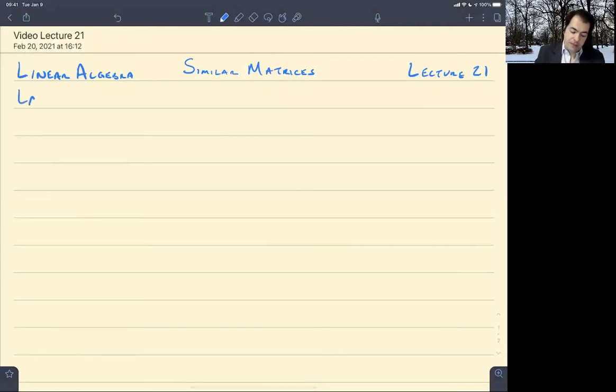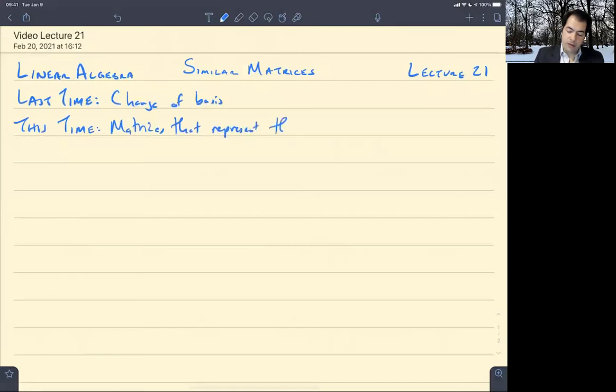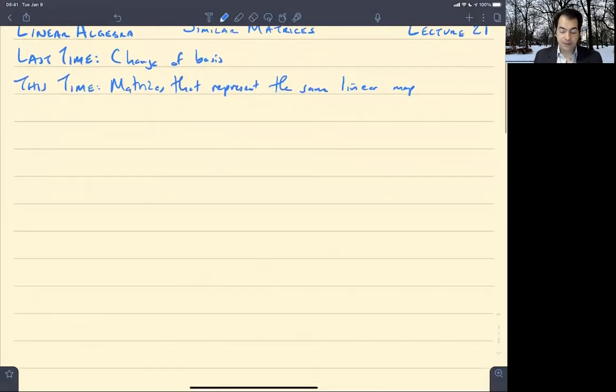So last time, we talked about change of basis. This time, we want to talk about matrices that represent the same linear map after a change of basis. Okay, so let me remind you.